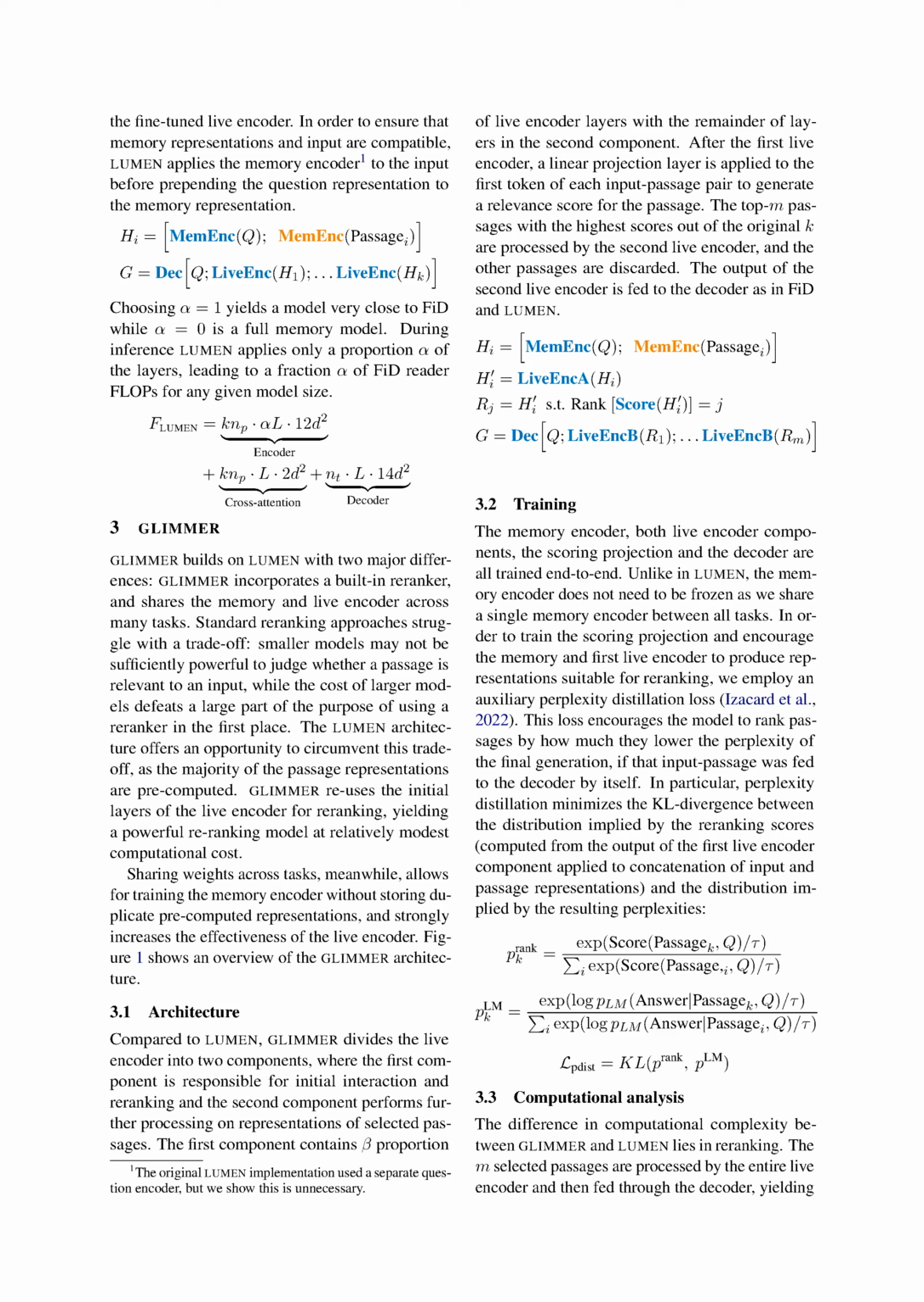Section summary. The memory encoder, live encoder components, scoring projection, and decoder are all trained together using an auxiliary perplexity distillation loss. This loss helps the model rank passages based on how much they lower the perplexity of the final generation, minimizing the KL divergence between the distribution implied by the reranking scores and the distribution implied by the resulting perplexities. Unlike in previous methods, the memory encoder does not need to be frozen as a single memory encoder is shared between all tasks. Section 3.3 Computational Analysis.